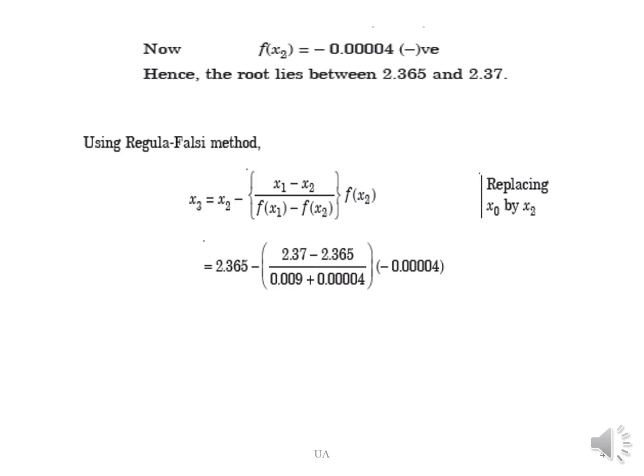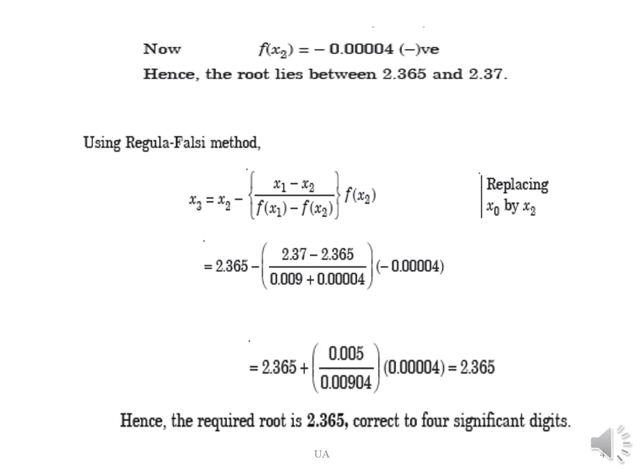Now we again use the Regula Falsi method and apply the formula. Replacing x0 by x2, we do all these calculations, and we see the value comes 2.365, which is the same as it was earlier. So our result is correct up to 4 significant digits. Thank you.